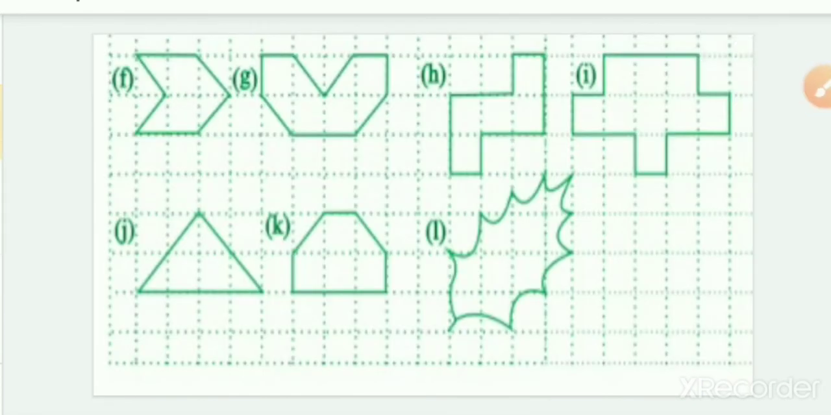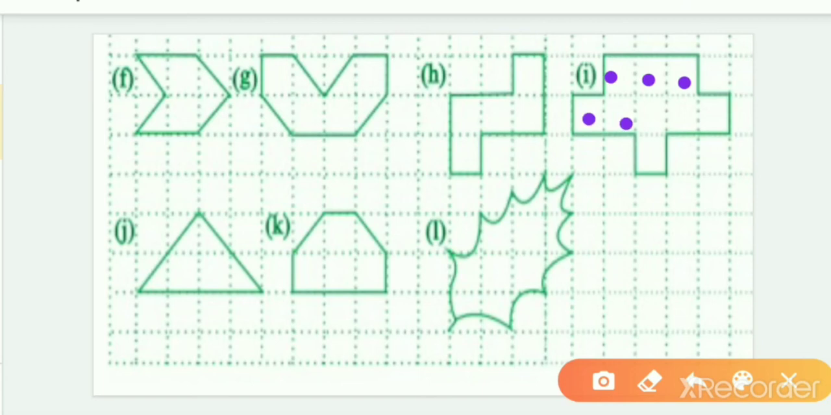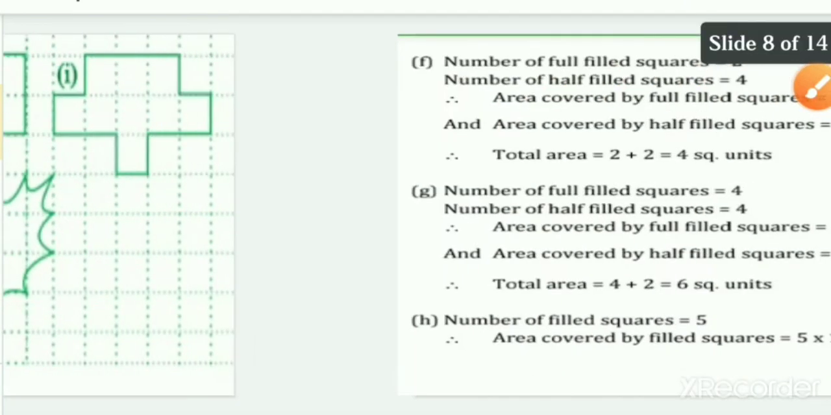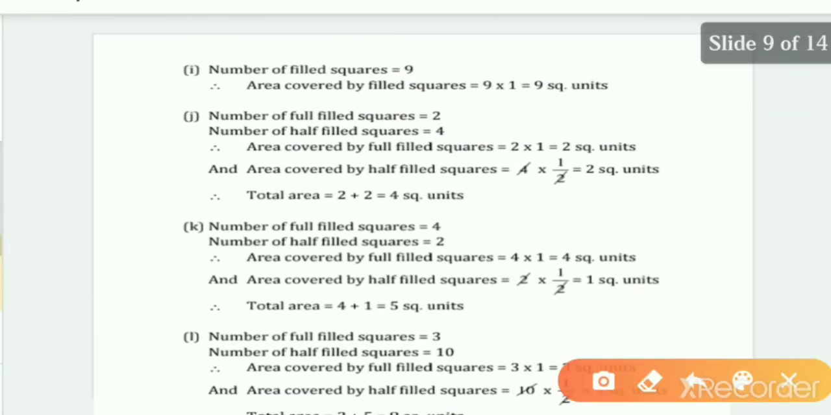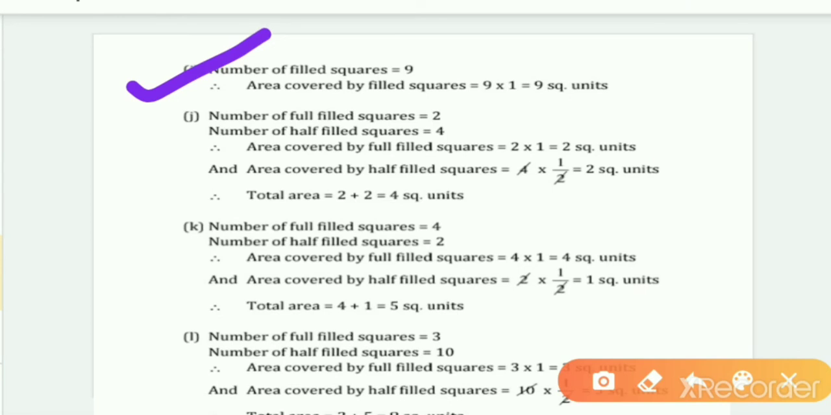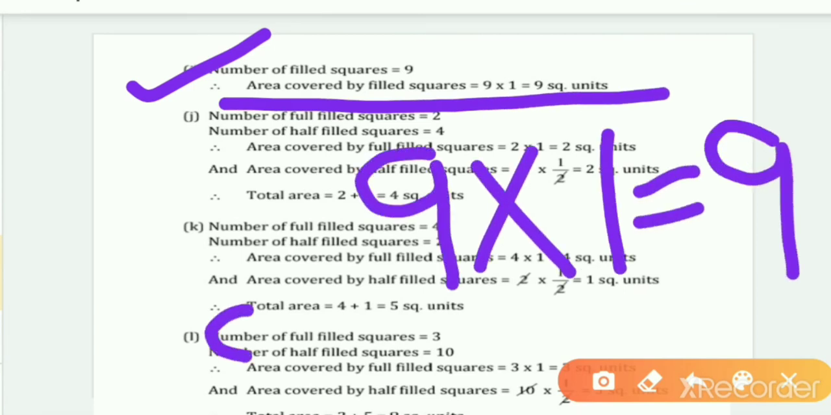Now moving to the I part, we have 1, 2, 3, 4, 5, 6, 7, 8, 9. It is very easy. 9 full squares are here. So we will write number of filled squares, or you can write number of full squares equals to 9. Therefore area covered by filled squares, or area covered by full squares, will be equals to 9 multiplied by 1 equals to 9 square unit. Okay.